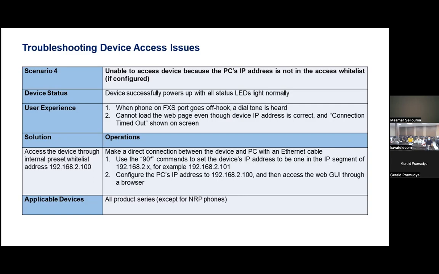So how are you able to do that? You simply need to have a direct connection between your device and the PC using an Ethernet cable. Then you can use the command 90 asterisk to set a static IP on your device. Because the preset whitelist is 2.100, you can simply use 101, 102, 103, and so on, as long as they are on the same IP segment.